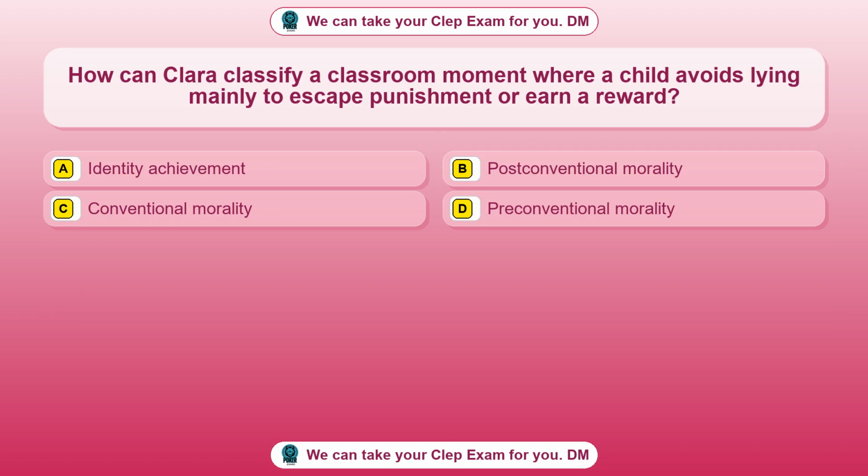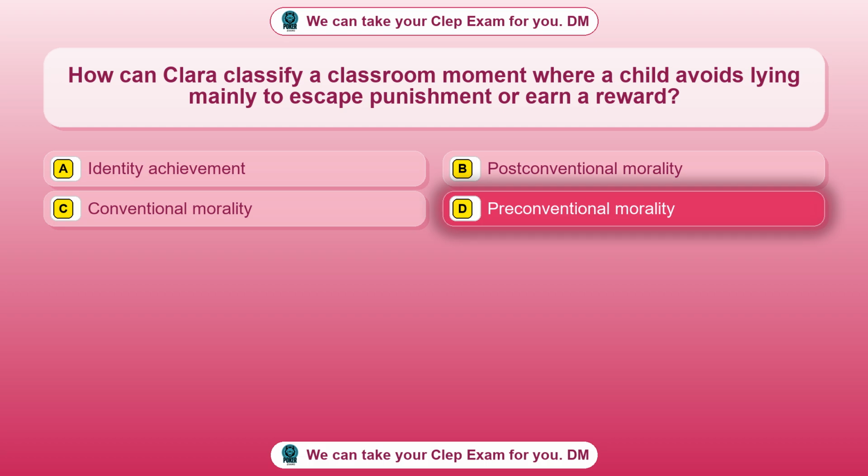Question 22. How can Clara classify a classroom moment where a child avoids lying mainly to escape punishment or earn a reward? Option A, identity achievement. Option B, post-conventional morality. Option C, conventional morality. Option D, pre-conventional morality. The correct answer is option D.